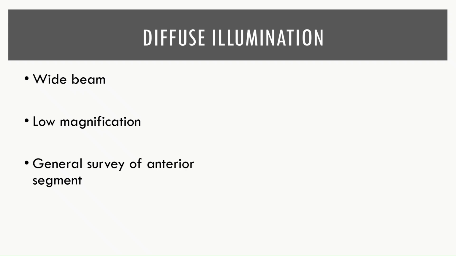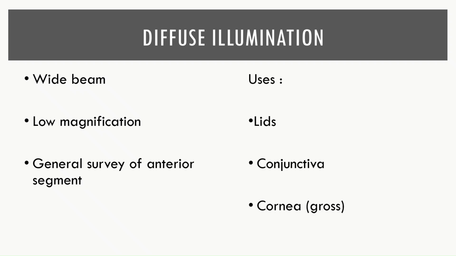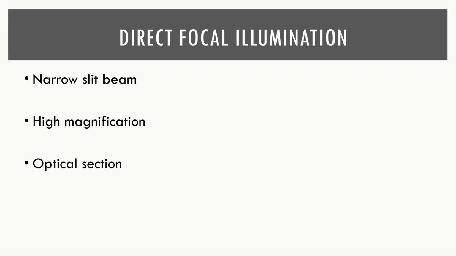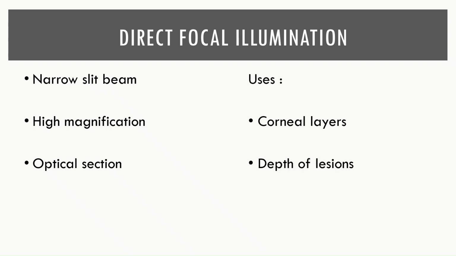Diffuse illumination uses a wide beam and low magnification, mainly for a general overview of the lids, conjunctiva, and cornea. Direct focal illumination creates an optical section, allowing detailed assessment of corneal layers, depth of lesions, and lens abnormalities.